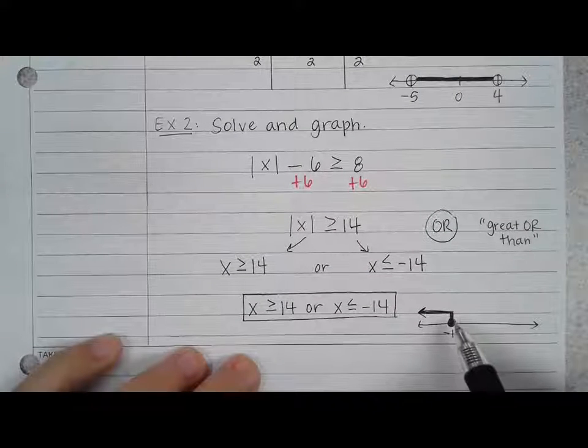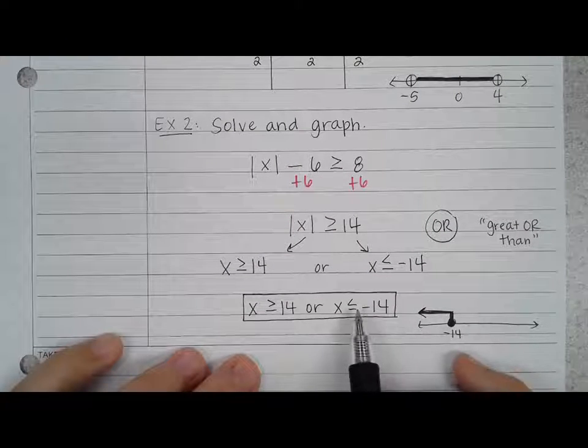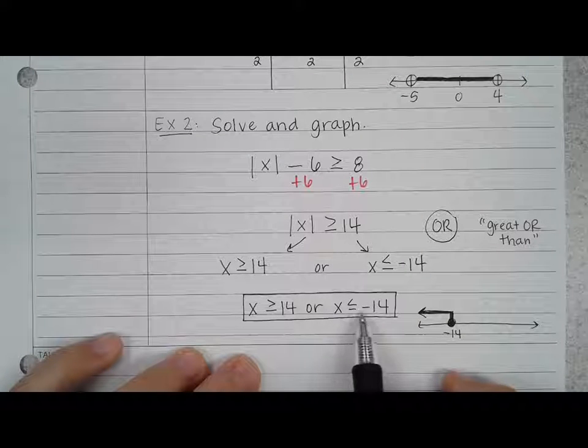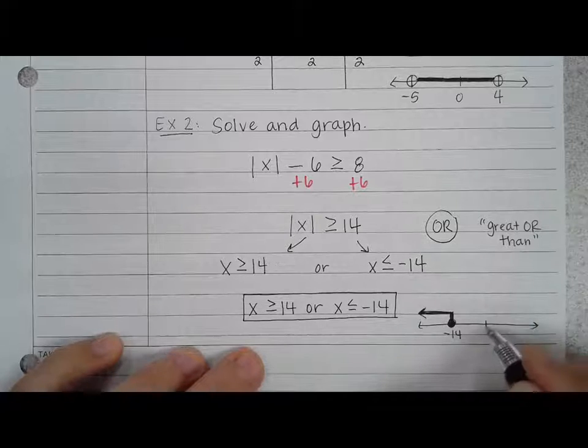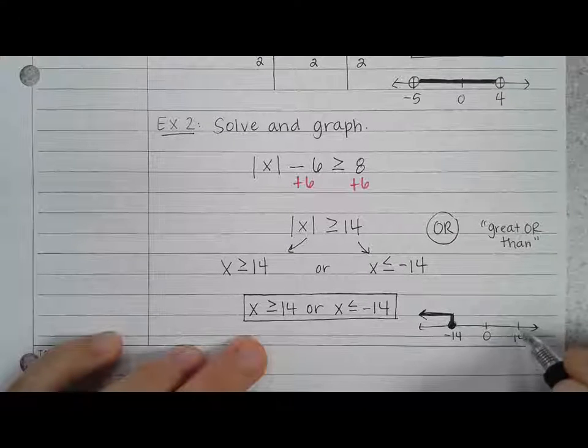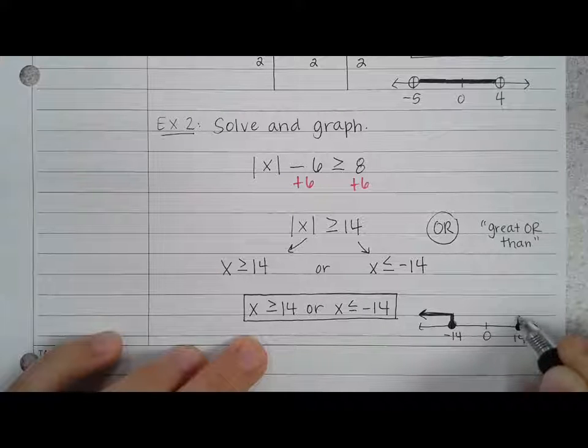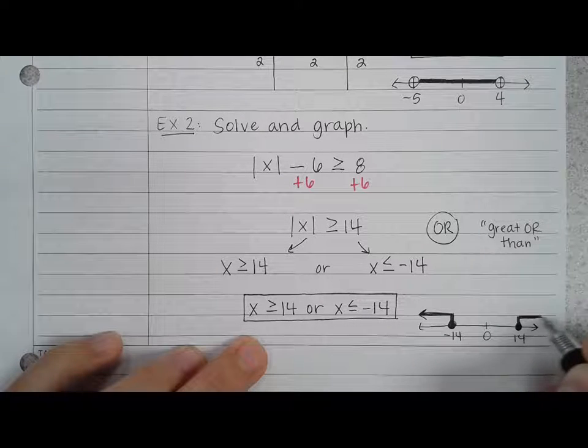And it's going to be a closed circle right here at negative 14 because it is "or equal to." And then I'm going to shade it to the left because it's all the numbers that are less than or equal to negative 14. And then on the other side of the graph, also a closed circle on positive 14. And then this is going to be all of the answers that are greater than positive 14.